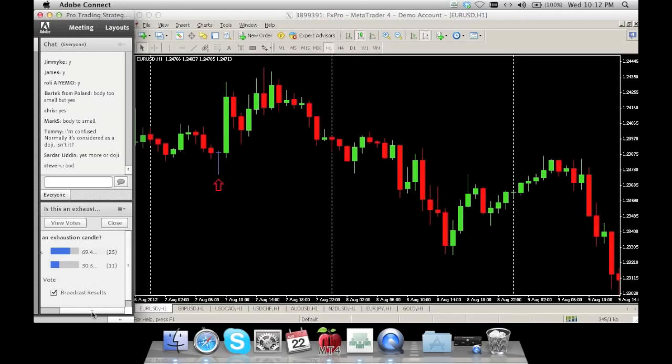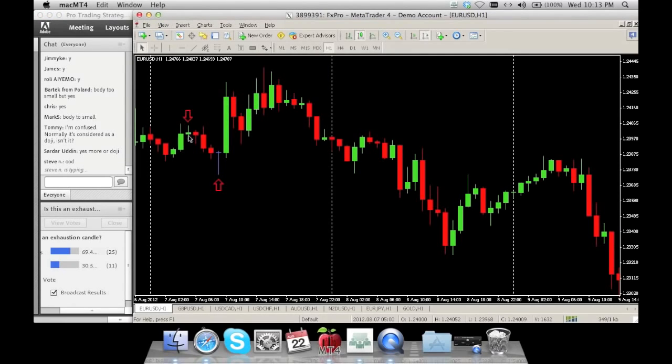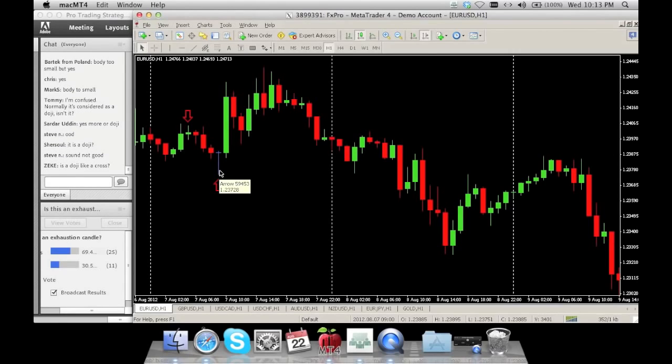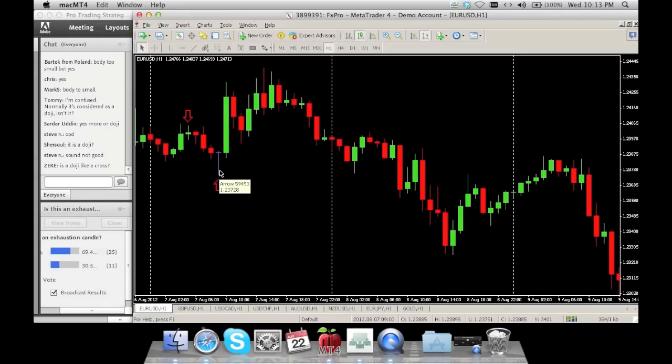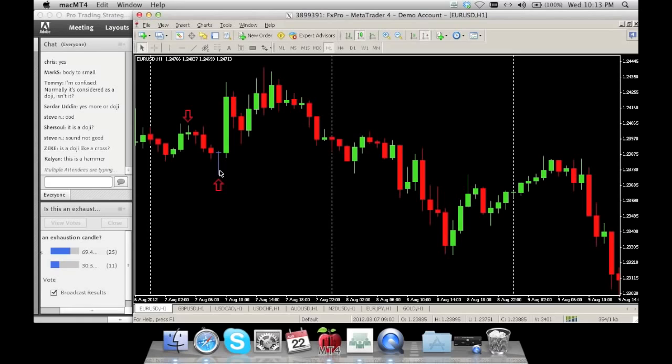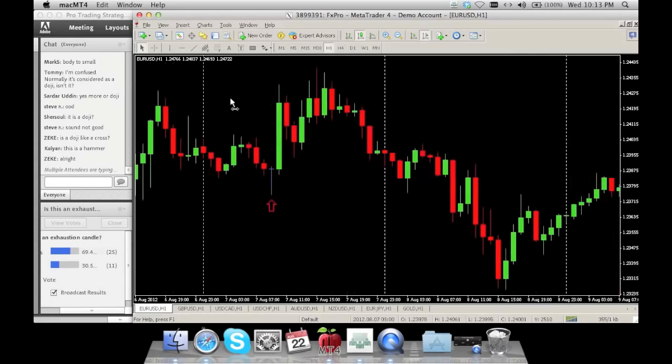A doji, basically what a doji is when you, let me see if I can find you a doji. Doji is something similar to this, where you have the open and close pretty much at the same place, with the tail on top and tail on bottom. In this particular scenario, you have a tail on one side. Zeke, yes, doji is more like a cross, or a plus sign if you want to call it. Okay. All right, now let's move further back.